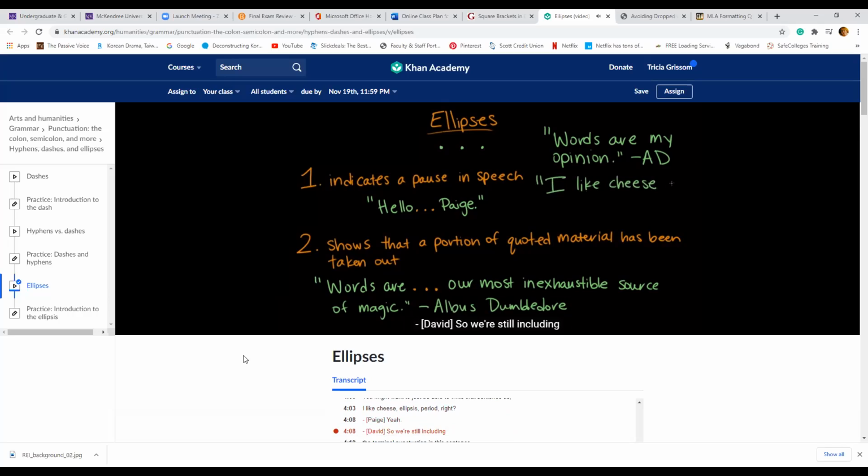Right? So we're still including the terminal punctuation in this sentence. Yes, to show that it ends after the ellipsis. That ellipsis is showing that stuff has been removed from this quote, and then that final period is showing that it's the end of a sentence, just like it normally does. The ellipsis looks just like 3 periods, but it is its own thing and doesn't stand in as a period. If we didn't have that final period, it would just look like you were trailing off, like there was a pause. "I like cheese." There would be no end to that sentence. Right. But those are the two functions of ellipses: it indicates a pause in speech, like, "Hello, Paige," or it shows that a portion of quoted material has been taken out.